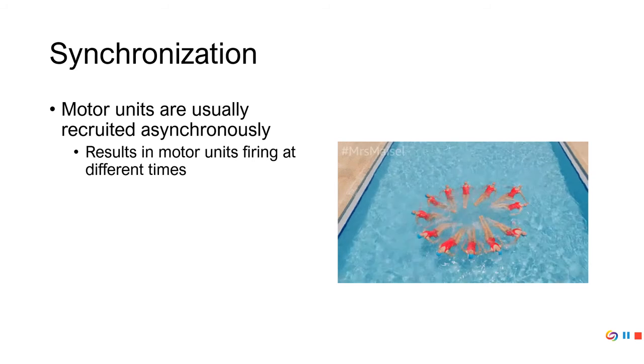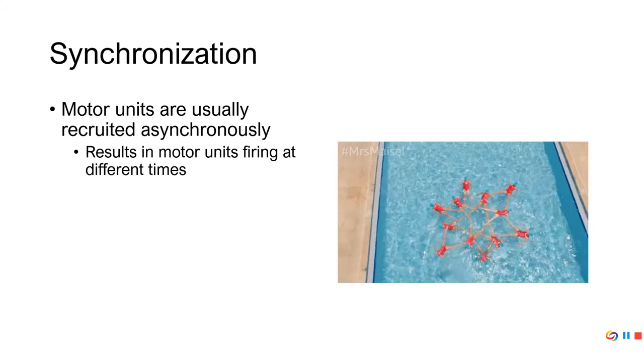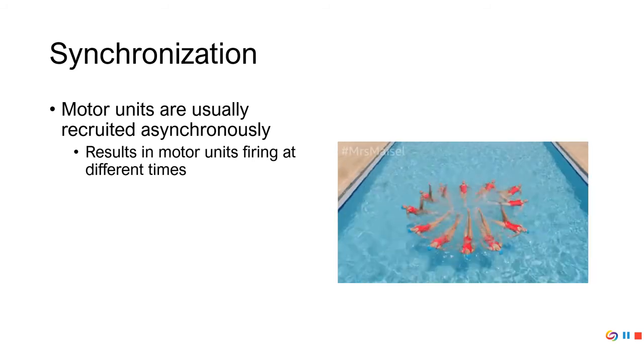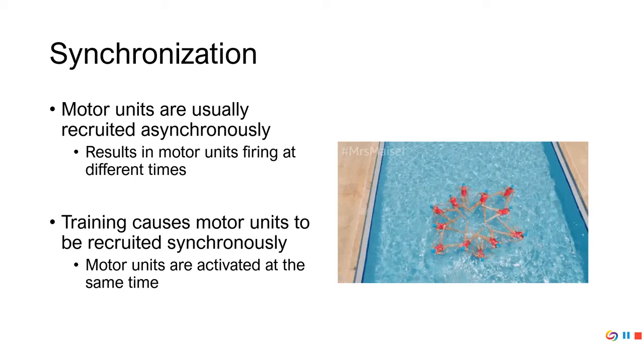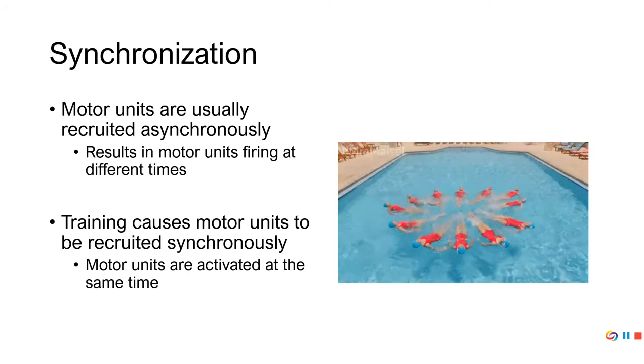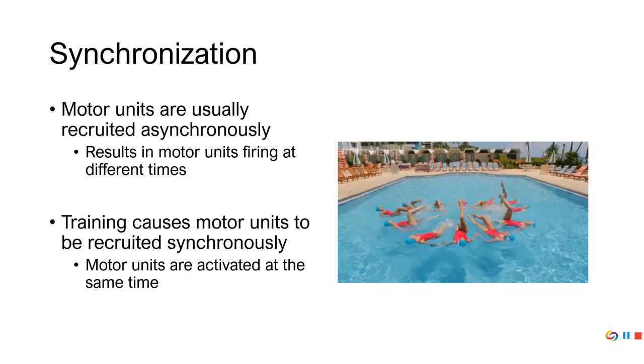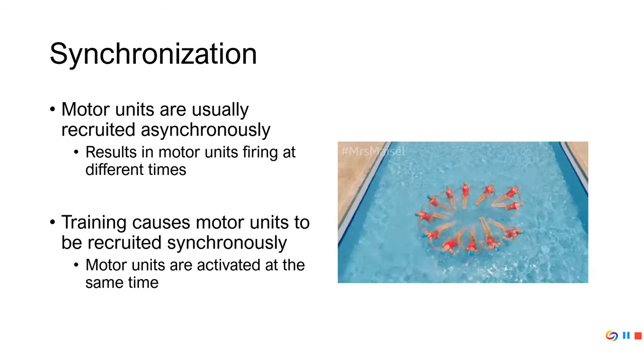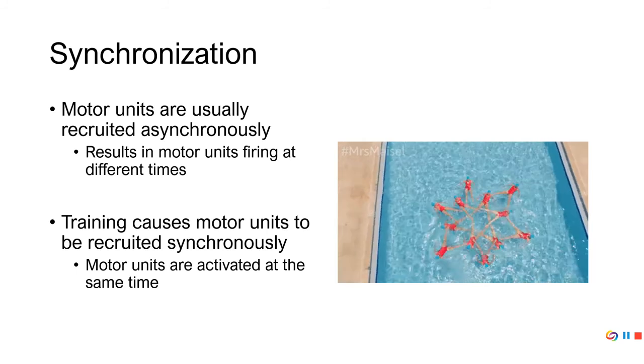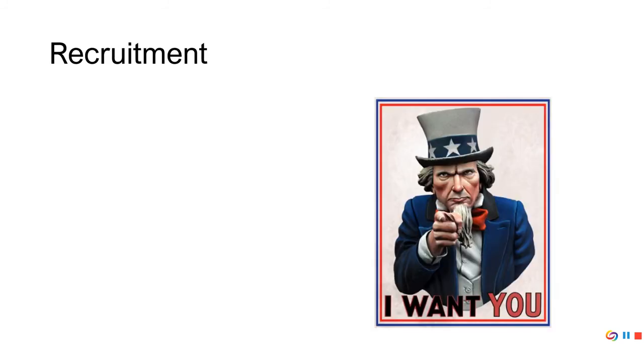So they're going to generate force, but they would generate more force if all 10 of them pulled at the same time. And so training allows this to happen, or it causes this to happen. So motor units are recruited synchronously, which means they're activated at the same time, which means more force is produced in a given moment. So then there's recruitment.